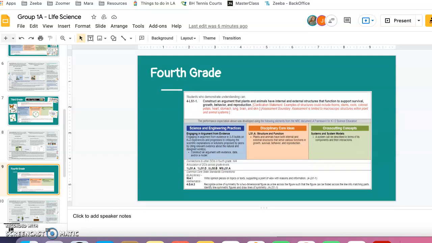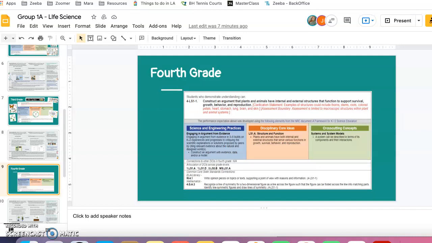So for fourth grade, we're going to unpack the standard 4LS 1-1, and it's to construct an argument that plants and animals have internal and external structures that function to support survival, growth, and reproduction. In other words, how plants look both on the outside and the inside, those key traits contribute to how it's going to thrive and reproduce in its natural ecosystem.